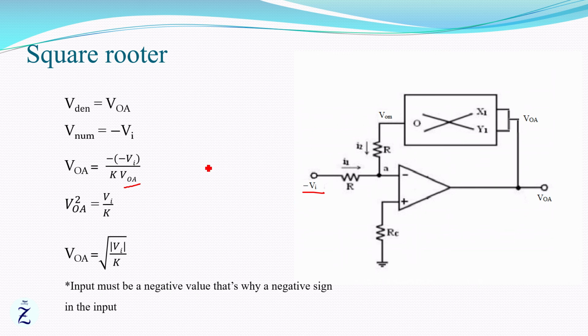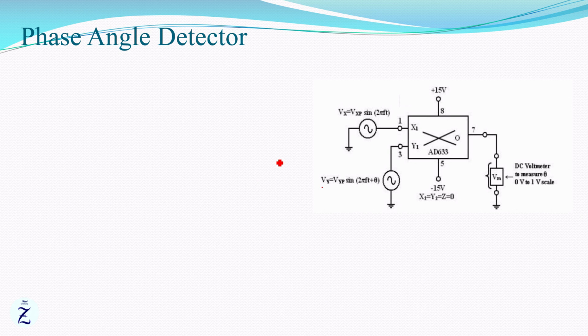Another application of AD633 is the phase angle detector. Here is the circuit in which an input Vxp into sine 2 pi ft is applied as Vx, and a signal whose phase angle is to be measured is applied to Vy. That is, Vy is equal to Vyp into sine of 2 pi ft plus theta, where theta is to be measured. And at the output, a DC voltmeter is connected to measure the DC value of the output.